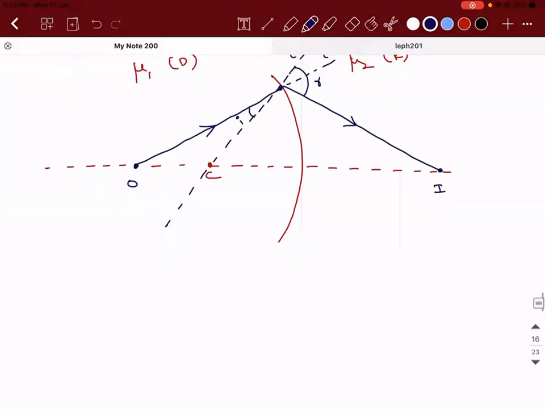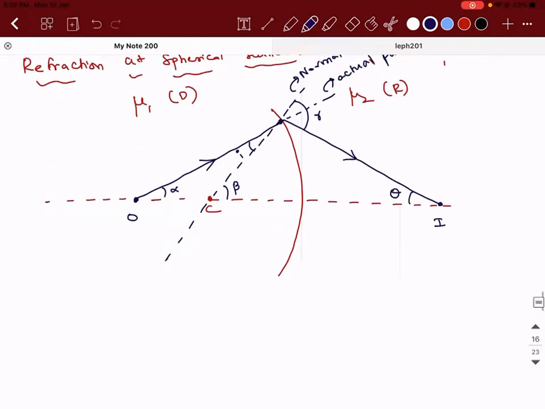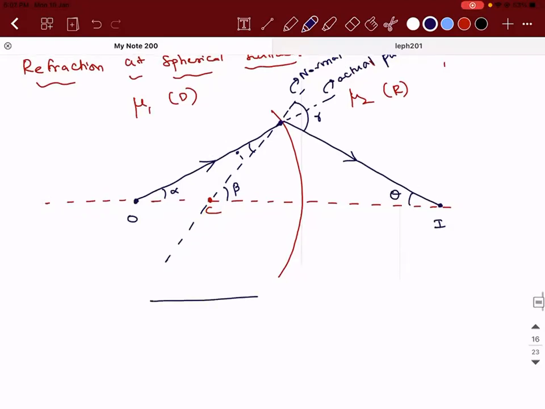I will take this angle as alpha, this as beta, and this as theta. The distance from the pole to the object is the object distance. The distance from the pole to the center of curvature is the radius of curvature. The distance from the pole to the position of the image is the image distance.